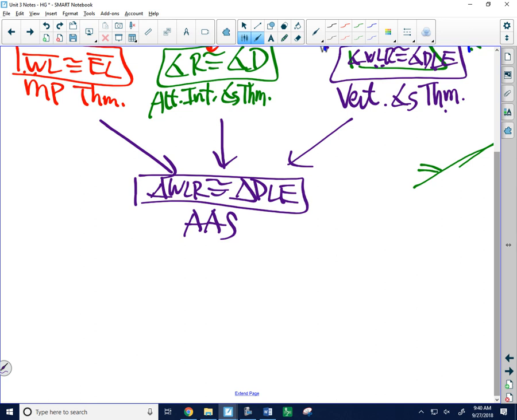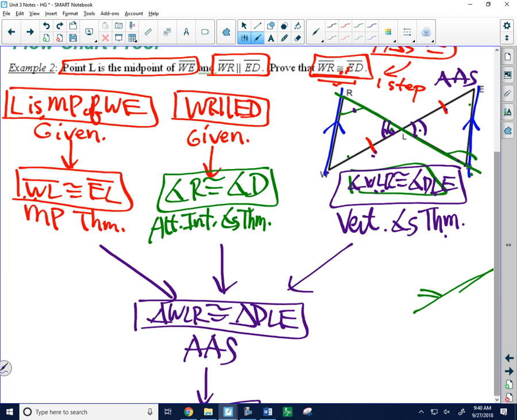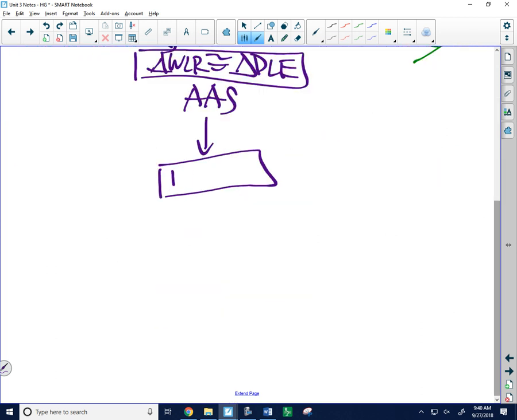Normally we'd be done, but they want us to say one extra step that the sides were congruent. And since the triangles are congruent, it directly means that those sides are congruent. WR and ED. Now I'm going to write CPCTC. Corresponding parts of congruent triangles are congruent. You could also write definition of congruent triangles, but I think on the state test, they would write this for the end of a proof.